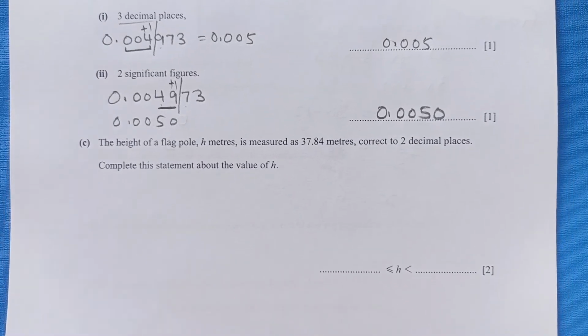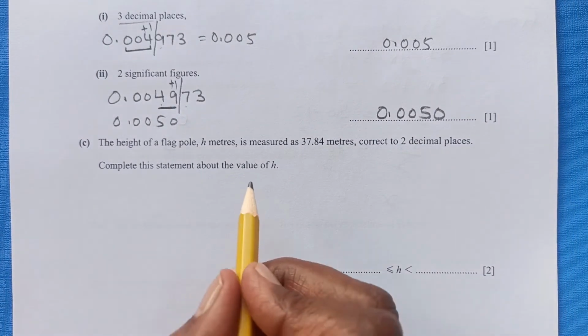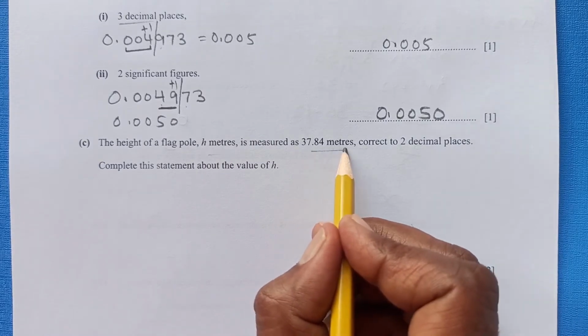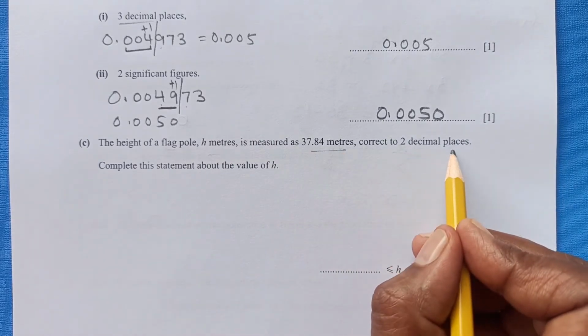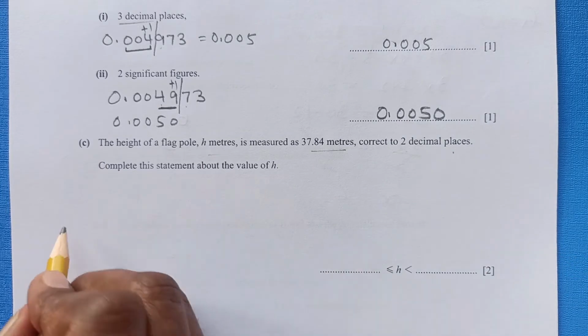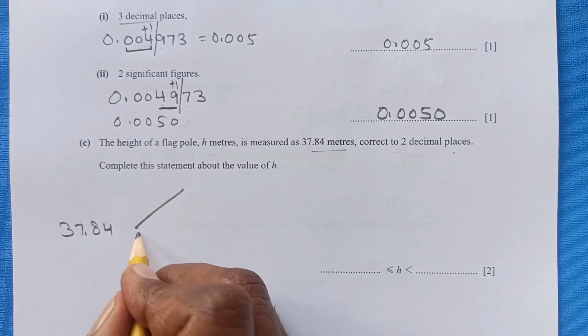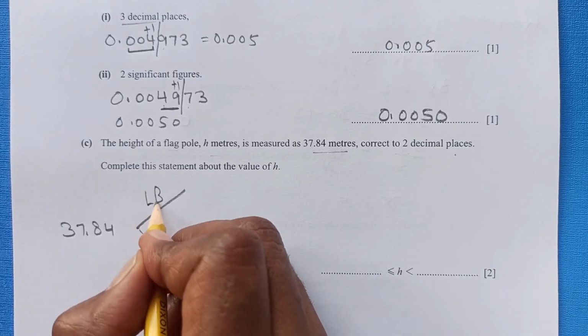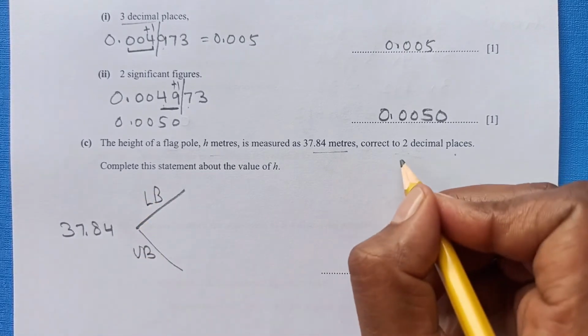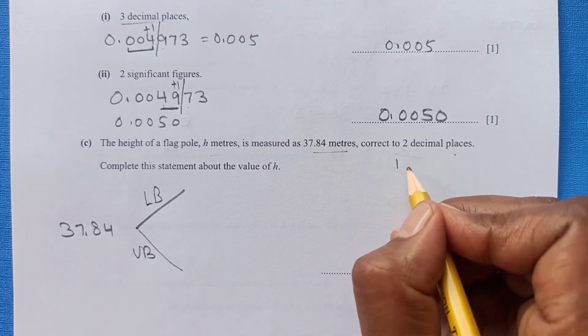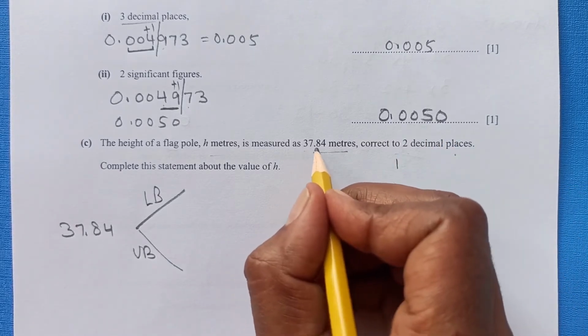Okay, now the height of the flagpole, h meters, is measured in meters, correct to 2 decimal places. Complete the statement. So we have 37.84. We are looking for the lower bound and the upper bound. So 1 meter is equal to 100 centimeters.